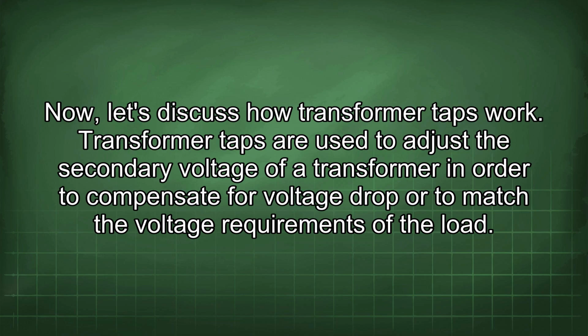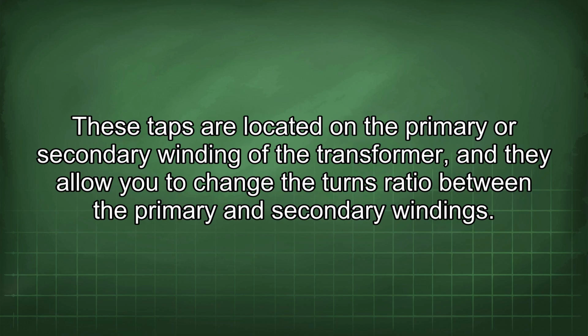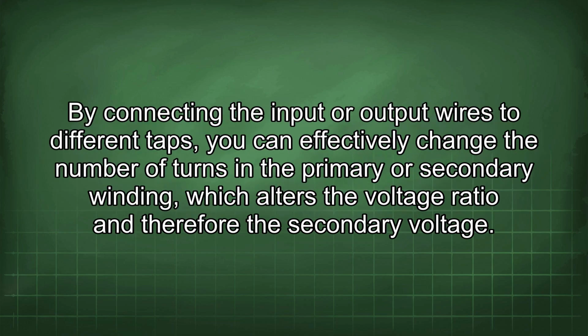Now, let's discuss how transformer taps work. Transformer taps are used to adjust the secondary voltage of a transformer in order to compensate for voltage drop or to match the voltage requirements of the load. These taps are located on the primary or secondary winding of the transformer, and they allow you to change the turns ratio between the primary and secondary windings. By connecting the input or output wires to different taps, you can effectively change the number of turns in the primary or secondary winding, which alters the voltage ratio and therefore the secondary voltage.